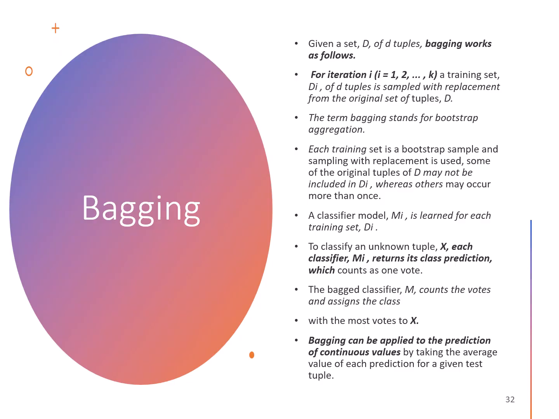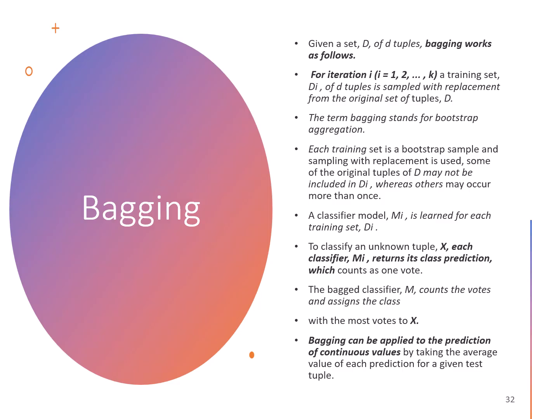The bagging method. Given a dataset D of tuples, bagging works as follows. For iteration i equals 1 to k, a training set Di of D tuples is sampled with replacement from the original set of tuples D. The term bagging stands for bootstrap aggregation. Each training set is a bootstrap sample, and sampling with replacement is used. Some of the original tuples of D may not be included in Di, whereas others may occur more than once.